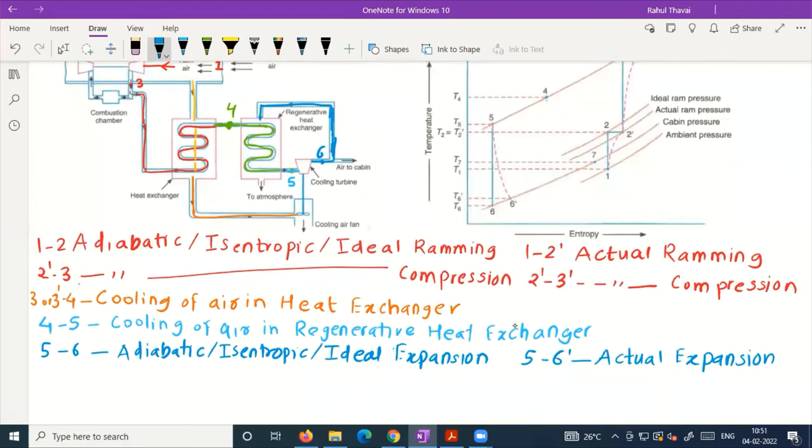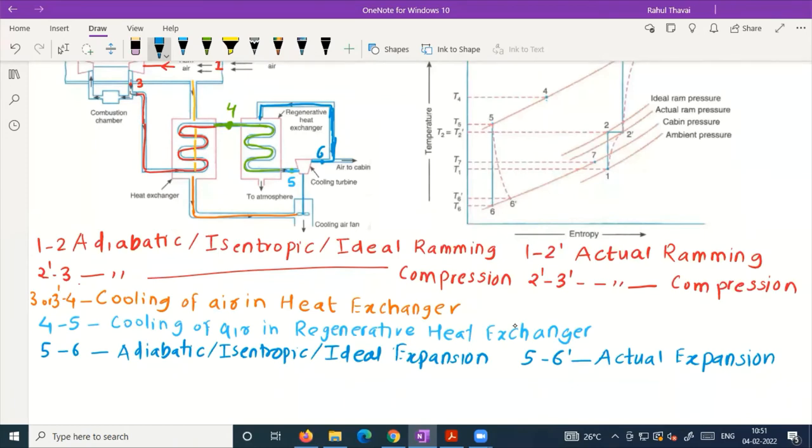But if you measure the temperature at point number 4, it is greater than the temperature at point number 6. So the air at point number 4 is somewhat hotter than the air coming at point number 6. So this cold air at point number 6 will exchange heat with the somewhat hot air at point number 4. As a result, the temperature decreased from T4 to T5.